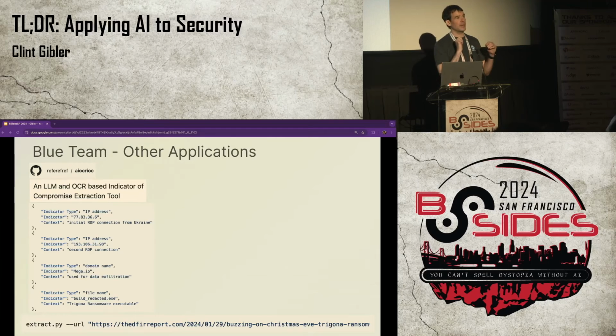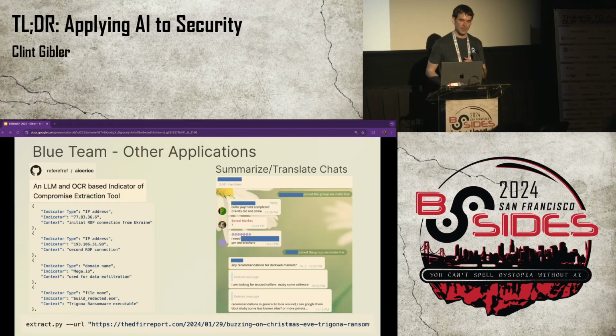Okay, so we talked about extracting TTPs from text, but what about from images? Most frontier models are multimodal, which means they can understand images. So you could also extract, say, IP addresses, domains, URLs, other IOCs from threat intel reports, the images in those reports. This tool demonstrates that.